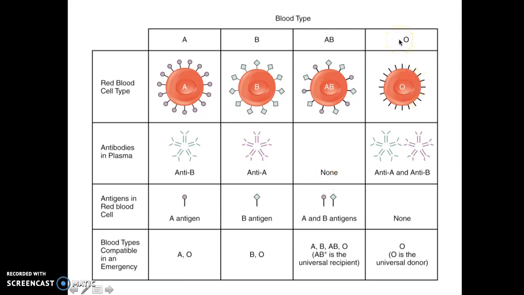If you're O, you don't have any antigens, so this is the universal donor. You can give this to anyone and it goes undetected. There's no antigens, but you contain antibodies in plasma, anti-A and anti-B. So you're only compatible with O, but you're a wonderful person because you can give your blood type to anyone. So you should really give blood if you're O, especially if you're O negative.